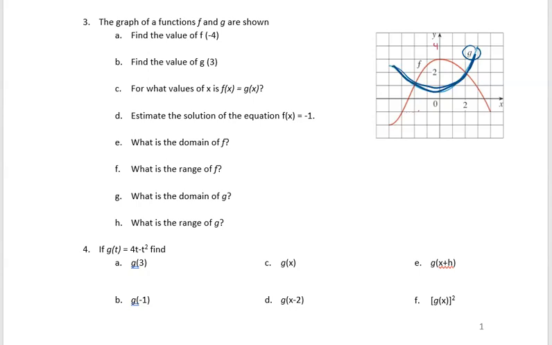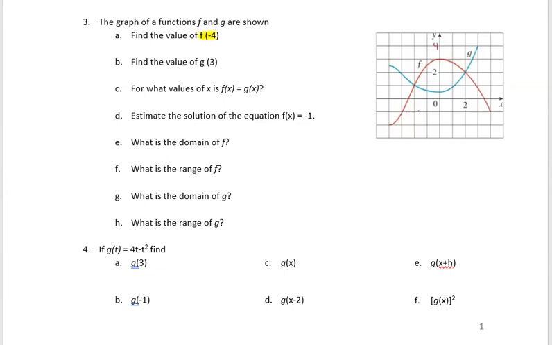And then we have f right here is next to the red line. So this red line right here is going to represent function f. So we have both functions graphed on the same axis, but they are two separate functions. So we have to make sure that we know which function we're looking at as we solve each piece through. So for the first question here, we're asked to find the value of f of -4.